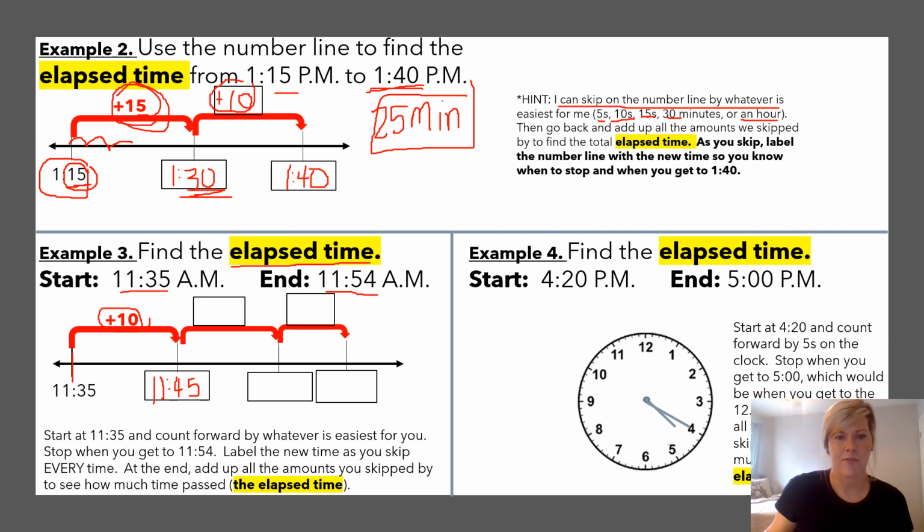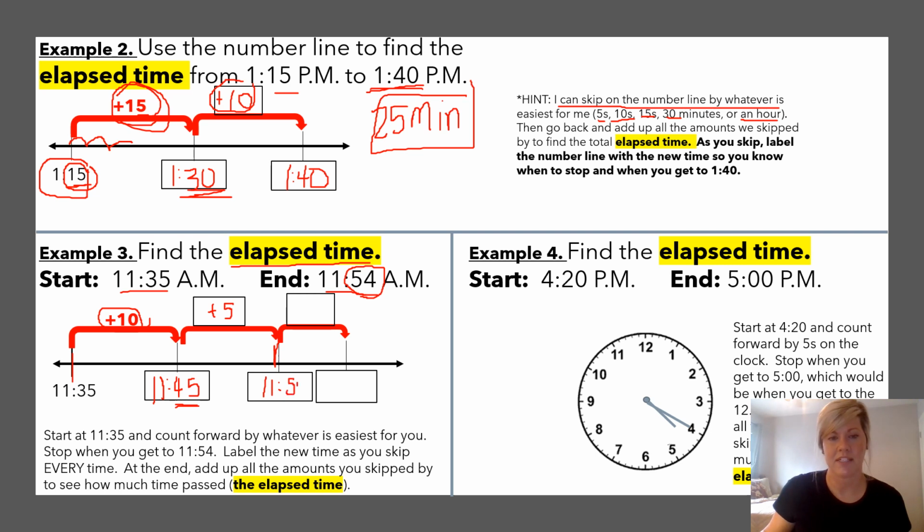Now if I'm at 45, can I skip by 10 again? If you're thinking no, then you're right. If I jump by 10, 45 plus 10 would be 55, and that's too much. We only need to go to 54. So instead of doing a 10, I'm going to do a 5 this time. So we're going to put plus 5 at the top, and then at the bottom, we need to put our new time. So if I'm doing 11:45 plus 5 minutes, that's going to be 11:50.